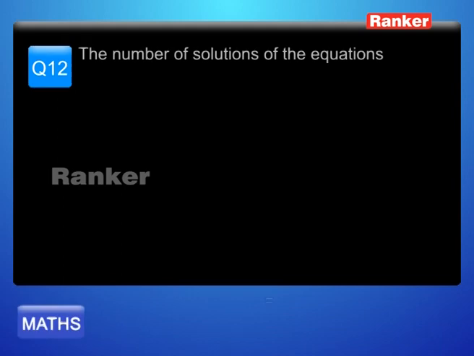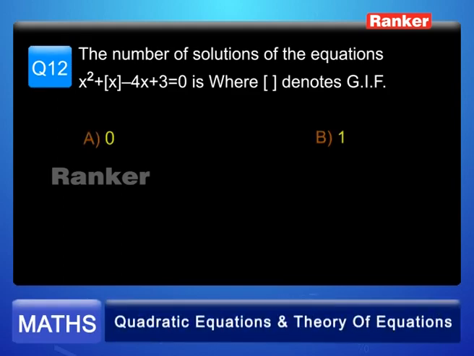The next question before us is question number 12. The number of solutions of the equation x squared plus integral part of x minus 4x plus 3 is equal to 0 is: option A is 0, option B is 1, option C is 2, and option D is 3.